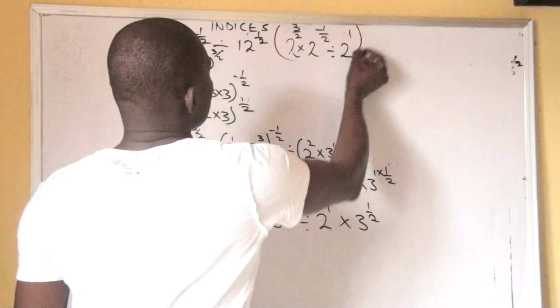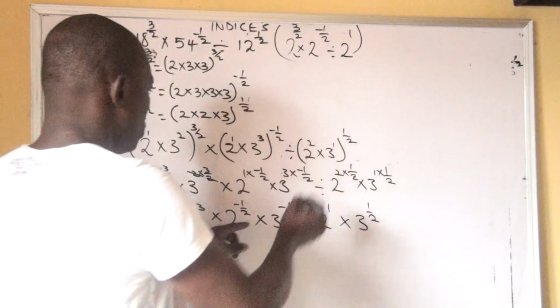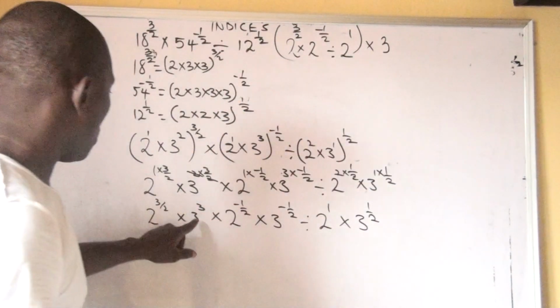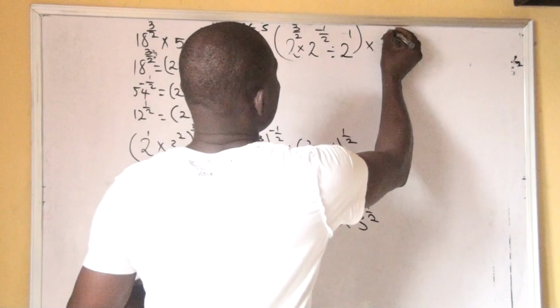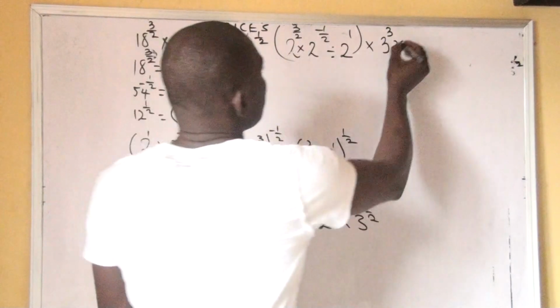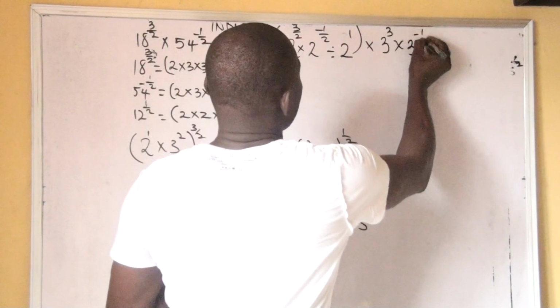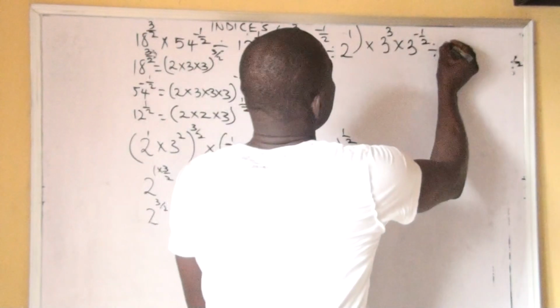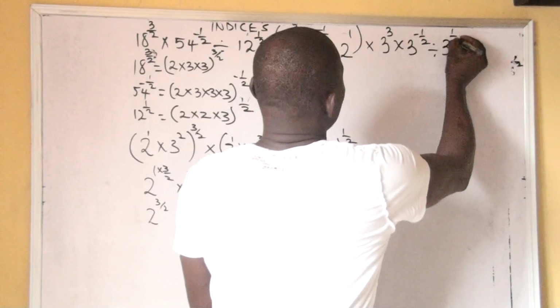So we group this, then we say times, here is 3, so we come with this 3: 3 raised to power 3, times 3 raised to power minus half, divide 3 raised to power half.